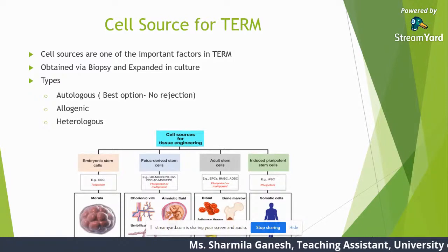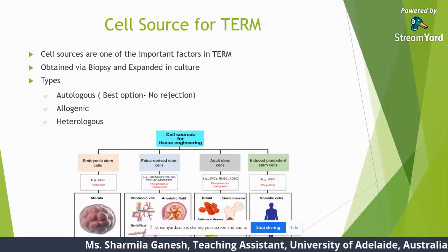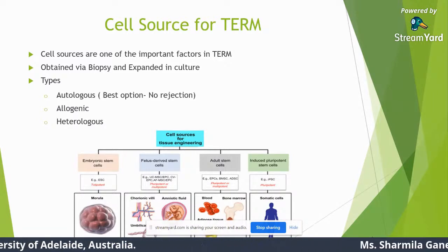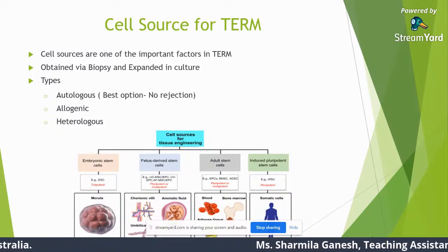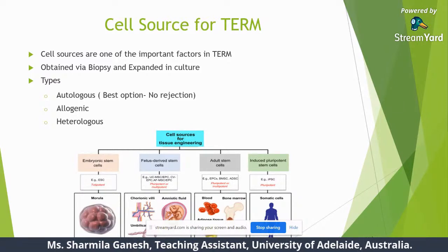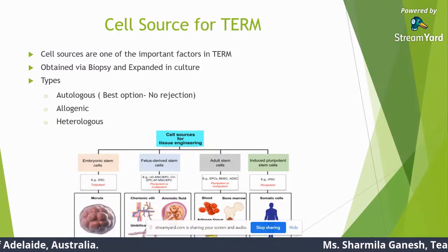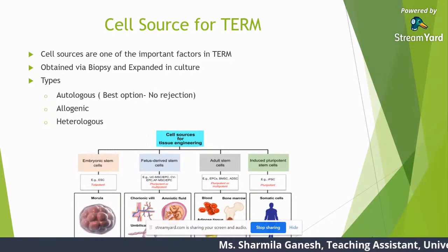The next one comes the allogenic, and the final one is heterologous. As I said, it can be from any cell source, such as embryonic stem cell, fetus-derived stem cell, adult stem cell, or induced pluripotent stem cells. And of course, stem cells are a major type of cells used in this tissue engineering.